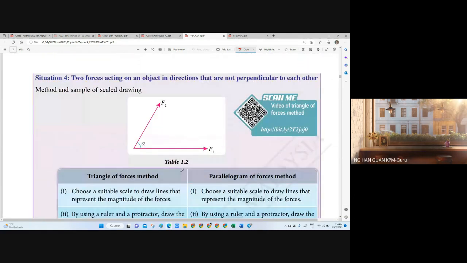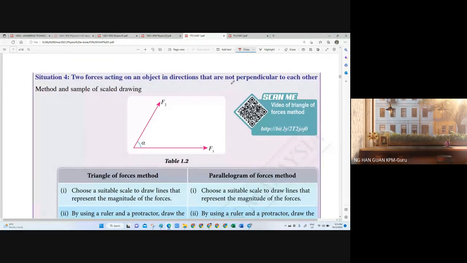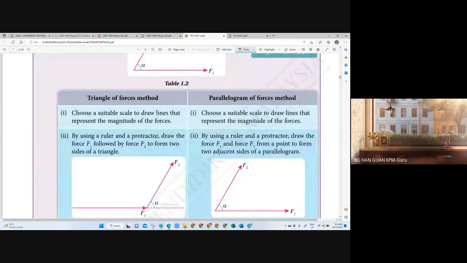Now another situation, where the two forces are not perpendicular. When they are not perpendicular, we solve it with either the triangle of forces method or the parallelogram of forces method. For me, for the drawing, the triangle of forces method is easier, because the parallelogram of forces method is normally used to solve the resultant force when there are only two forces acting on the object.